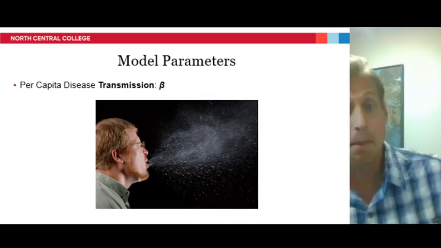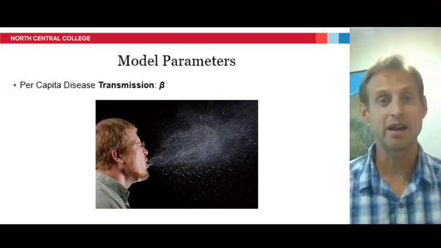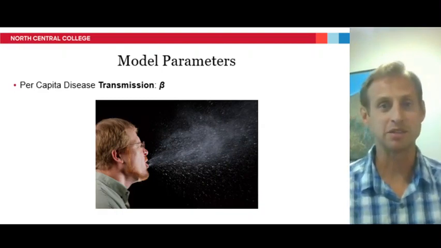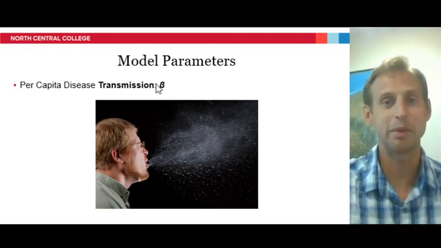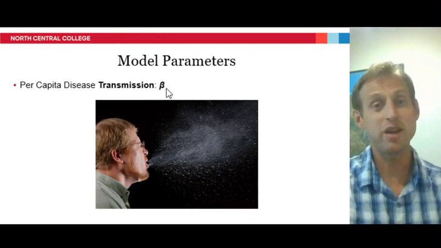So I'm going to get into some model parameters for this sort of setup for an SIR model. And the first and probably most important is transmission. And this is usually shown by the symbol beta that I've got right here. Here's the symbol beta. And as important as transmission is, obviously, it's one of the hardest to measure.